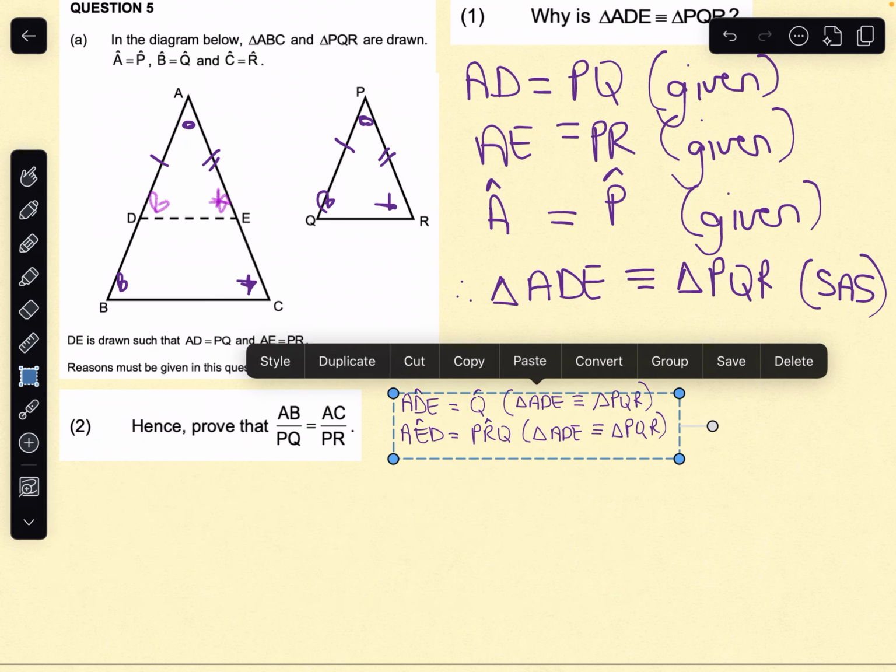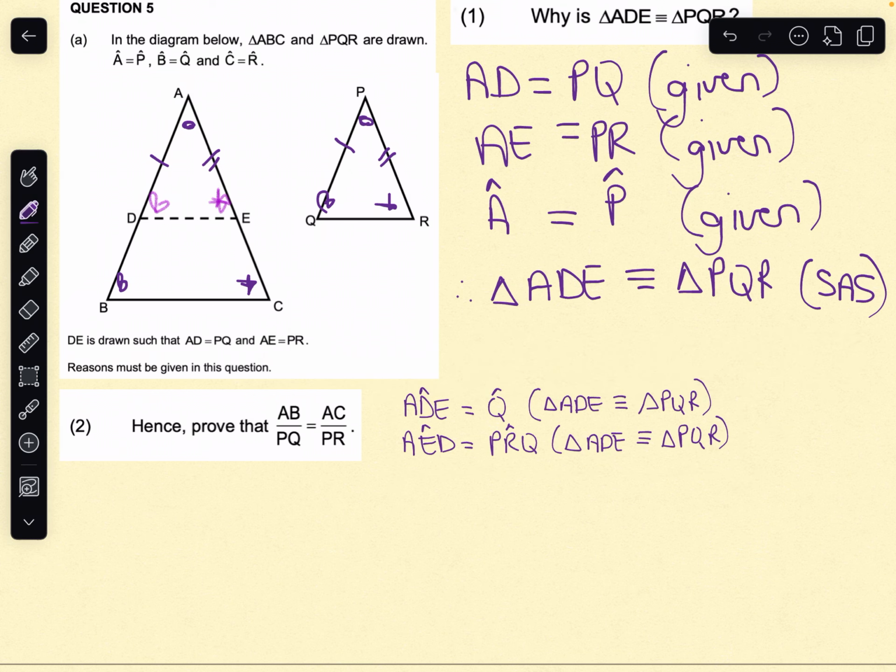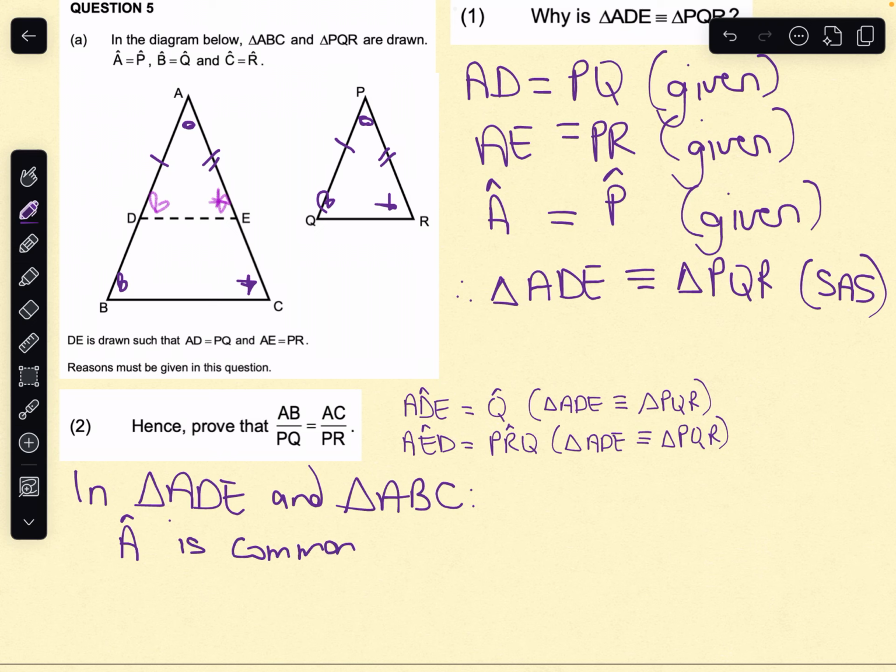Okay, so that was our starting point. So now we say in triangle ADE and triangle ABC, we have A is common to both of them. We have angle D is equal to angle B, which is sort of given, because we know that angle D is equal to angle Q, which is equal to angle B, and we were told that Q is equal to B. So in a way, it's kind of given.